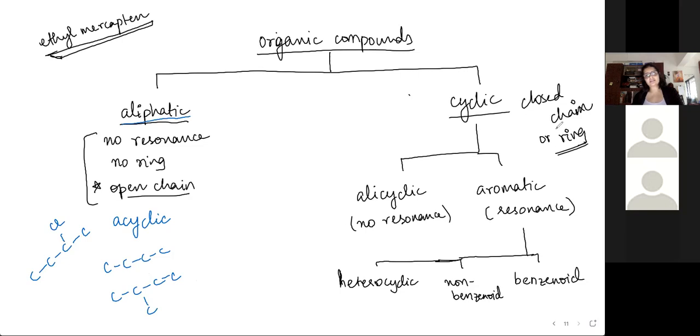Alicyclic, they need to have a ring structure and no resonance. Examples of this are simple cyclohexane, cyclopentene, or let's go with cyclohexene, cyclopropane, chlorocyclopropane. As long as there is any ring structure but no scope of resonance at all, that's alicyclic. Could be multiple rings also for that matter.